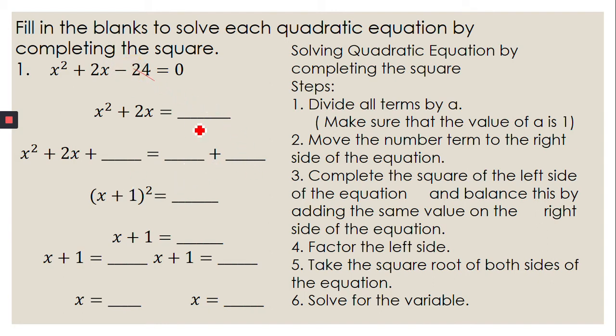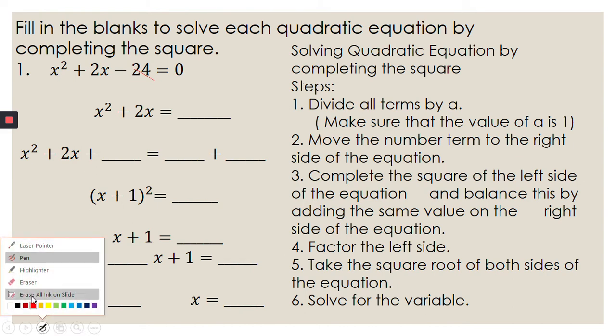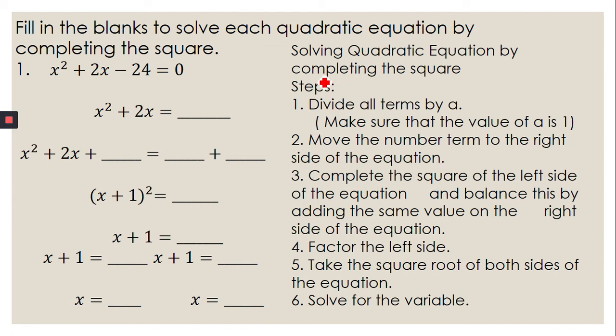Okay, so let us try to apply the following steps to solve this. Now I have here an example, so we will just fill in the blanks as we follow the following steps. Okay, so let's have the first step. Divide all terms by a. Why do we need to divide all terms by a? Because we have to make sure that the value of a is 1. What do I mean by that? We remember y is equal to ax squared, or the standard form. Let's make it an equation.